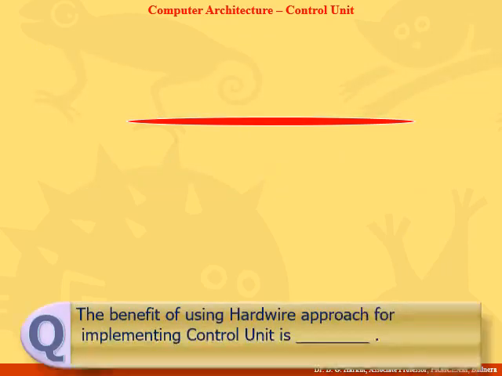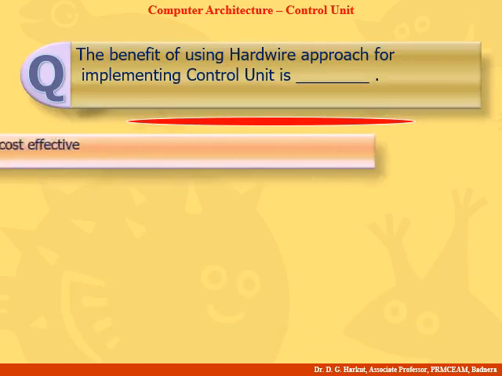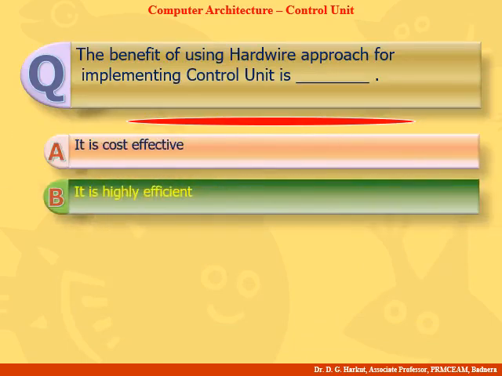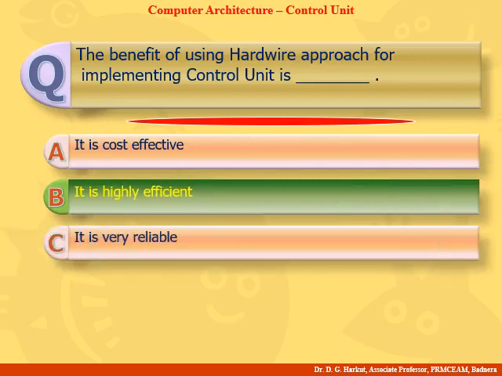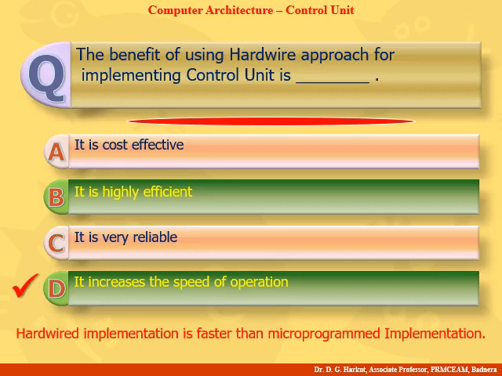Next, the benefits of using hardwire approach for implementing control unit is: option, it is cost effective, it is highly efficient, it is very reliable, it increases the speed of operation. The answer would be it increases the speed of operation. Hardwire implementation is faster than microprogram implementation.